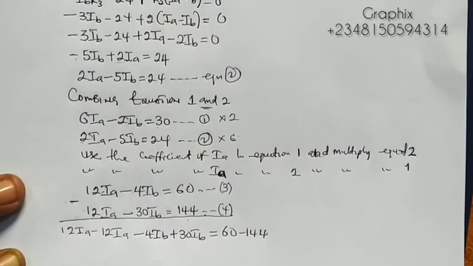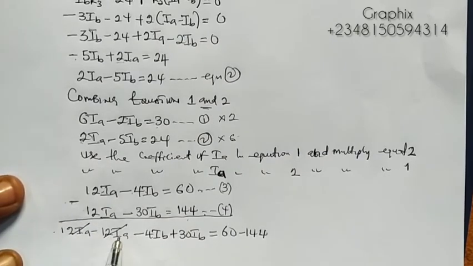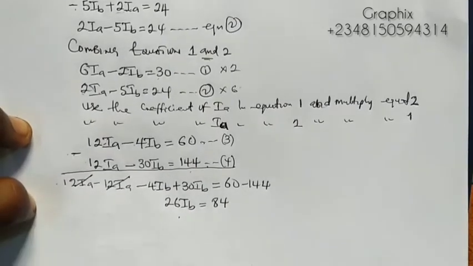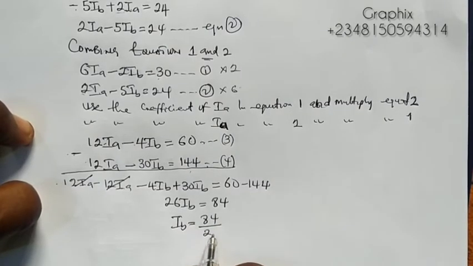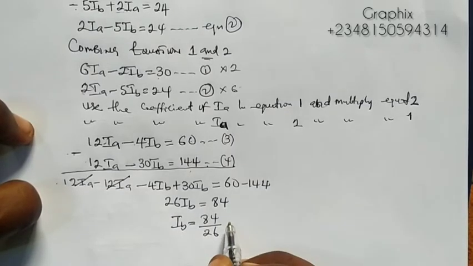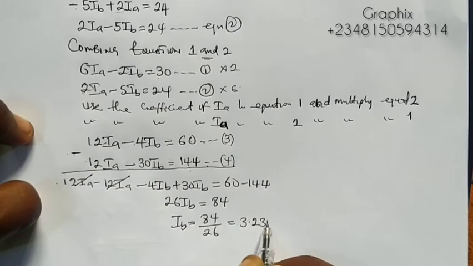So this will now give us 12IA minus 12IA, positive and negative, they cancel each other. So minus 4IB plus 30IB, we'll be having 26IB equals 60 minus 144, so we're having minus 84. So my IB will be equal to 84 over 26. So 84 divided by 26 will be 3.230. So we're having 3.230 amperes. That is the current IB.